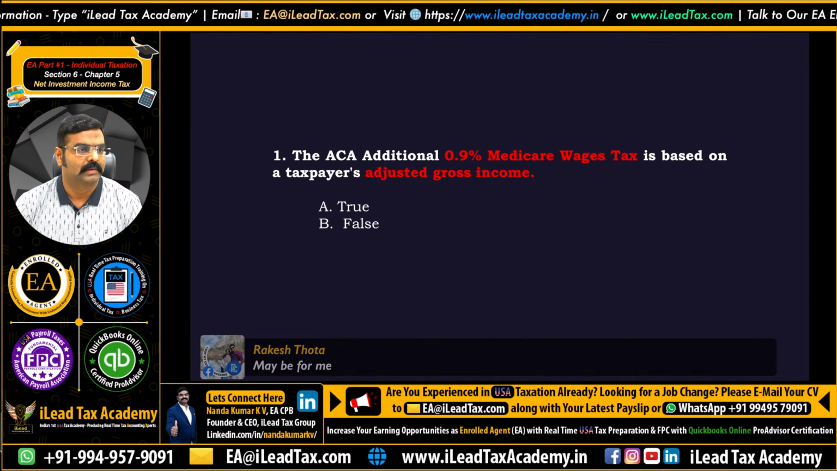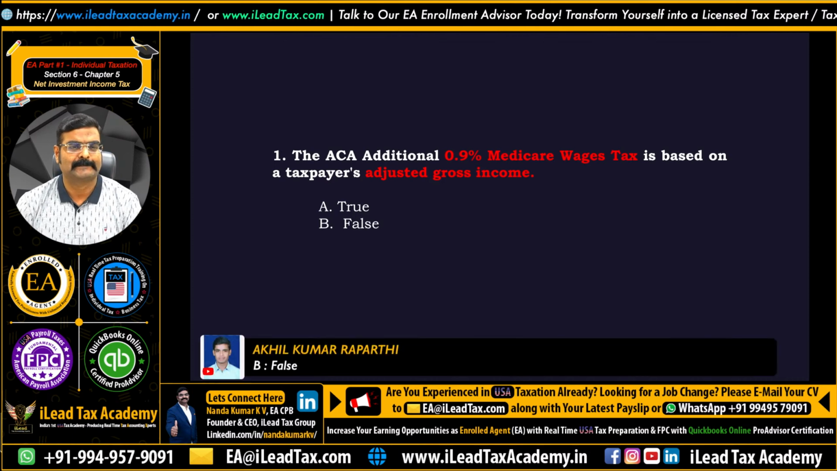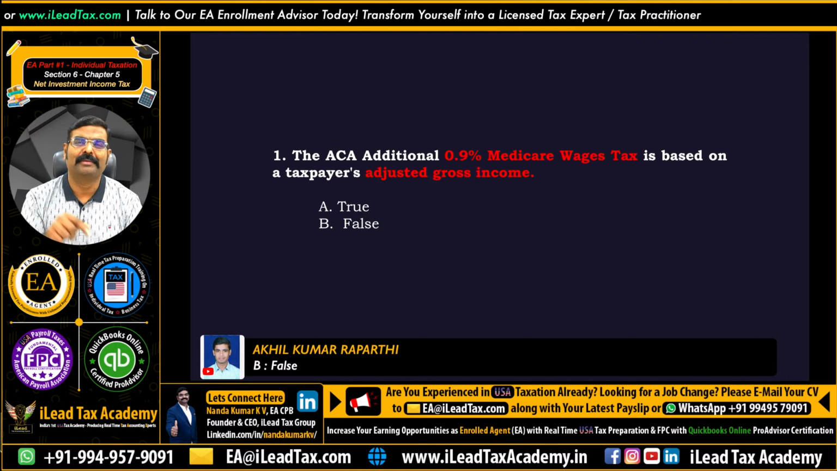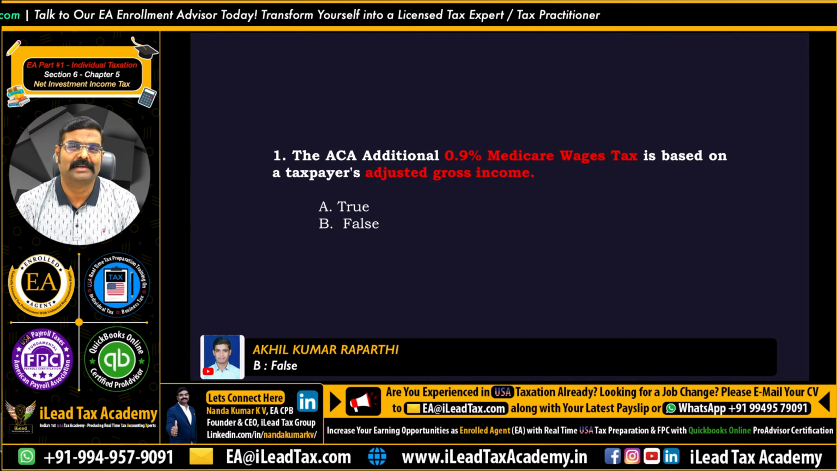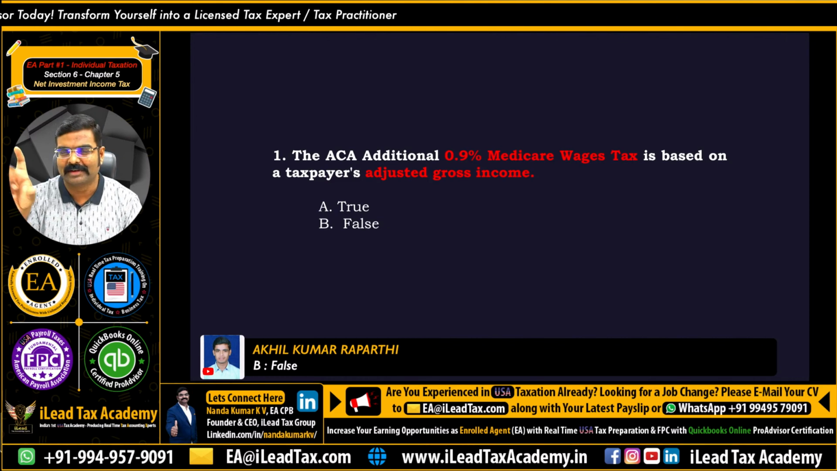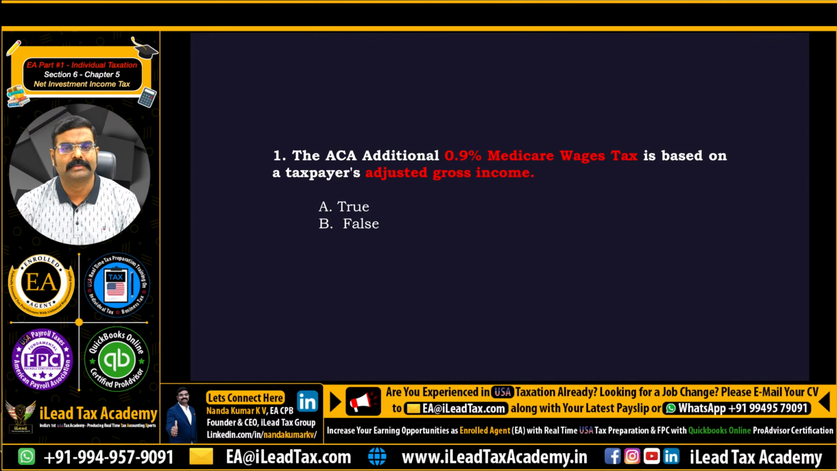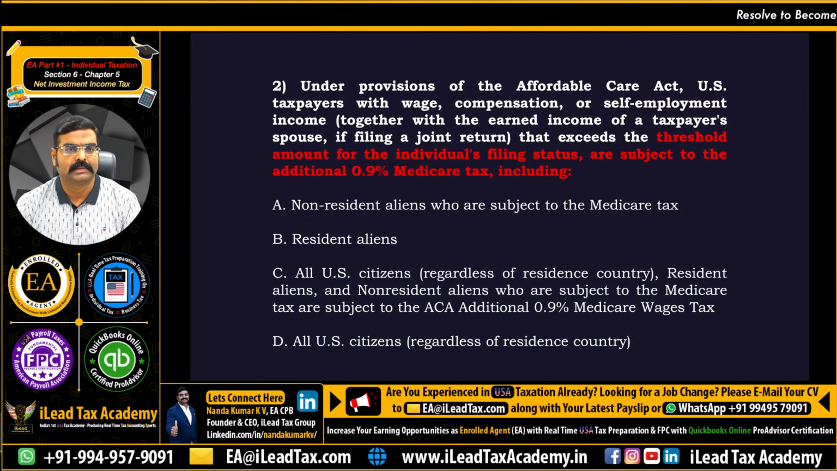Oh, come on! It's not based on adjusted gross income, so it's a false statement. Good. So how do you calculate that extra 0.9%? That's based on your income. That's there in box 1 of your W2. It's not based on adjusted gross income. Good. False. Next one.